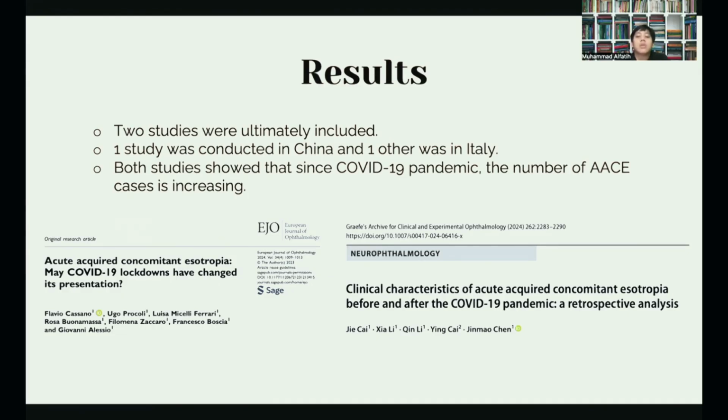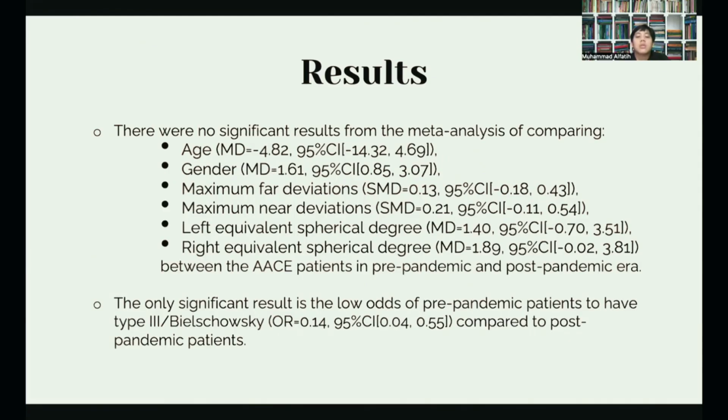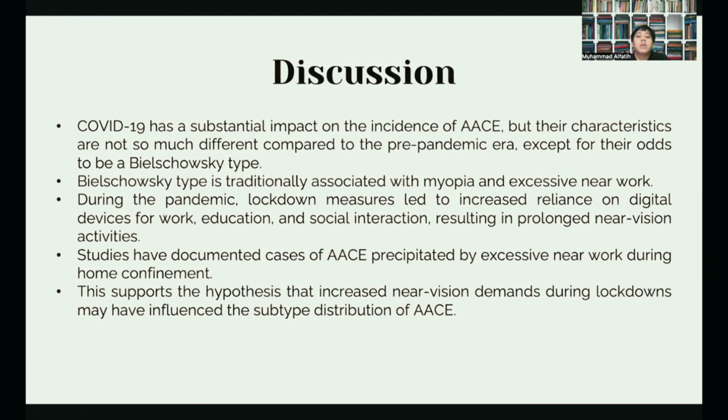Both studies showed that since the COVID-19 pandemic, the number of AACE cases is increasing. The result is no significant difference in the meta-analysis when we compare age, gender, maximum far deviation, maximum near deviation, left equivalent spherical degree, and right equivalent spherical degree between the AACE patients in the pre-pandemic and post-pandemic era. The only significant result is the lower odds of pre-pandemic patients to have type 3 or Bielschowsky type compared to the post-pandemic patients. So COVID-19 has a substantial impact on the incidence of AACE, but their characteristics are not so much different compared to the pre-pandemic era, except for their odds to be a Bielschowsky type.